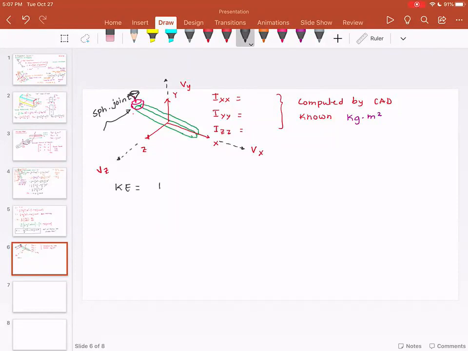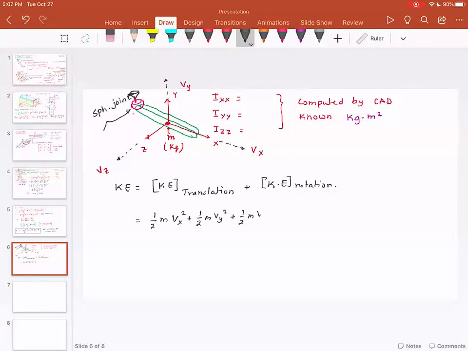Now, if I were to ask you to find the kinetic energy, the expression is kinetic energy in translation plus kinetic energy in rotation. How do we find the kinetic energy in translation? First find the total mass, and we assume this total mass M is located at the CG. Kinetic energy in translation is 1/2 M Vx square plus 1/2 M Vy square plus 1/2 M Vz square, where Vx, Vy, and Vz are the components of velocity in the X, Y, and Z directions.